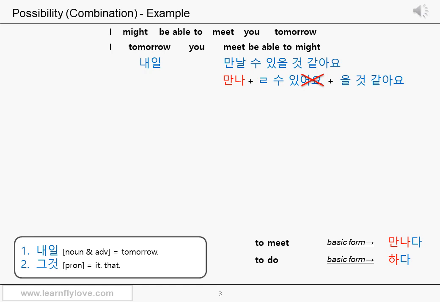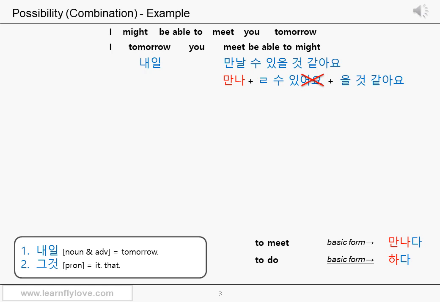만날 수 있을 것 같아요. Tomorrow, 내일, meet, be able to, might. 만날 수 있을 것 같아요. When someone asks you, can we meet tomorrow? You can answer, yes, tomorrow might be able to meet.